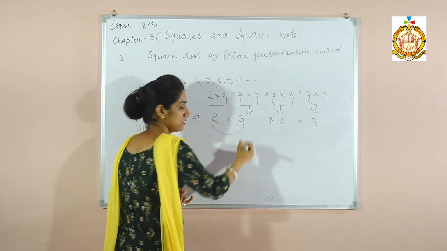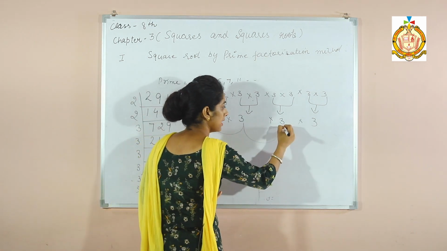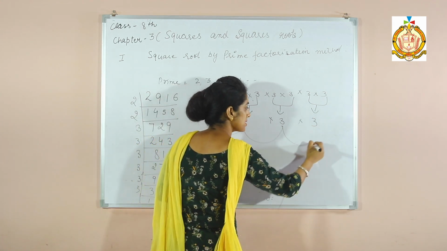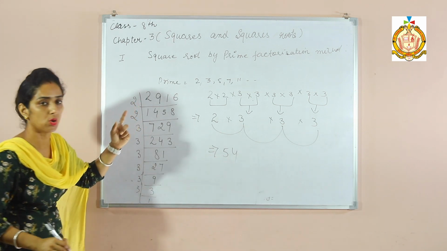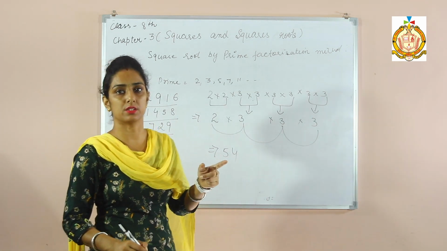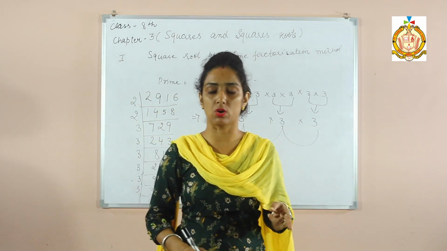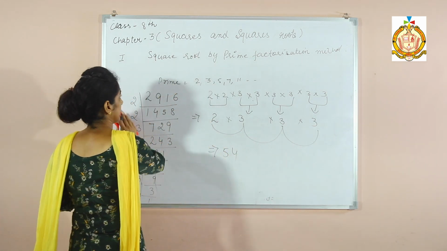Now 2 times 3 is 6, 6 times 3 is 18, 18 times 3 is 54. So 54 is the square root of 2916.